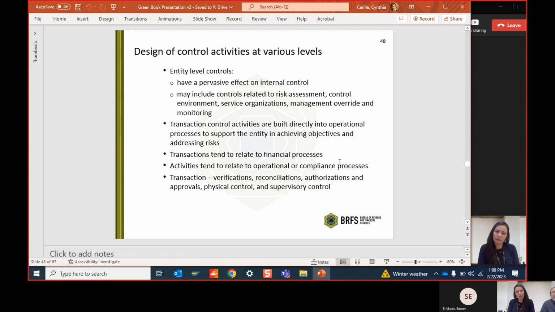These may include controls related to risk assessment, basically the 5 components, and service organizations, management override, and monitoring. So transaction control activities are built directly into operational processes to support the entity in achieving its objectives and addressing risks. Transactions tend to relate to the financial process.